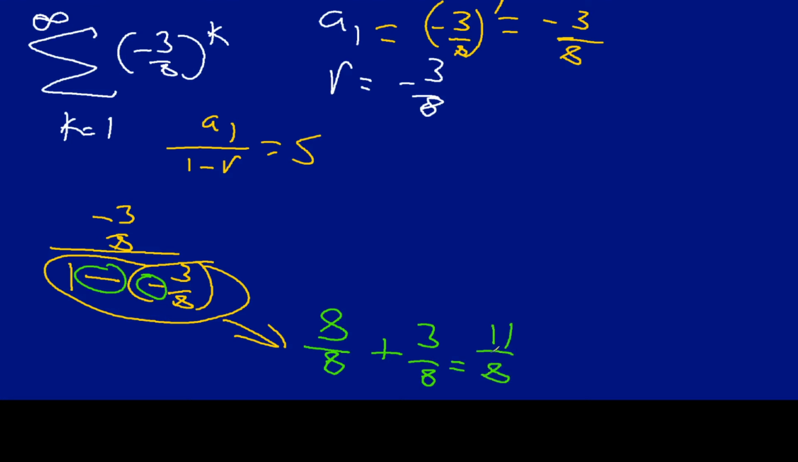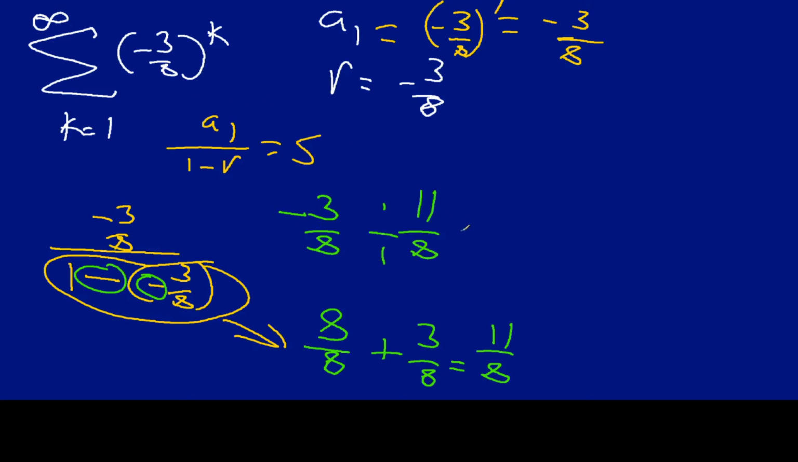So I'm getting close here. I'm almost done. So now I plug this back in. I'm going to have negative 3 over 8. This is my top number, my numerator, divided by 11 over 8. This is my simplified denominator.